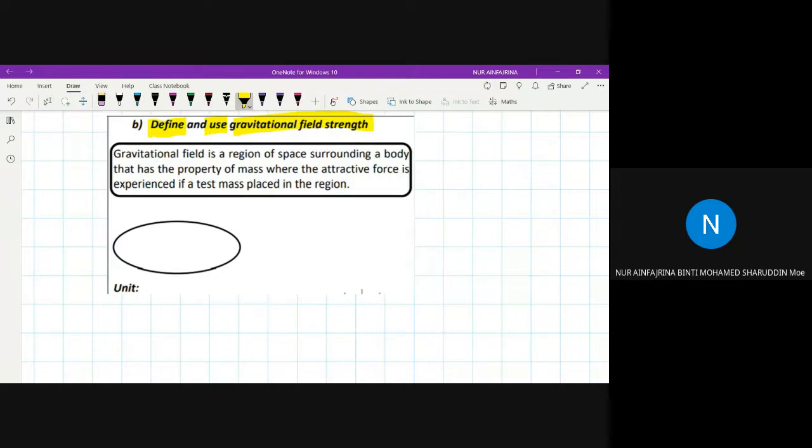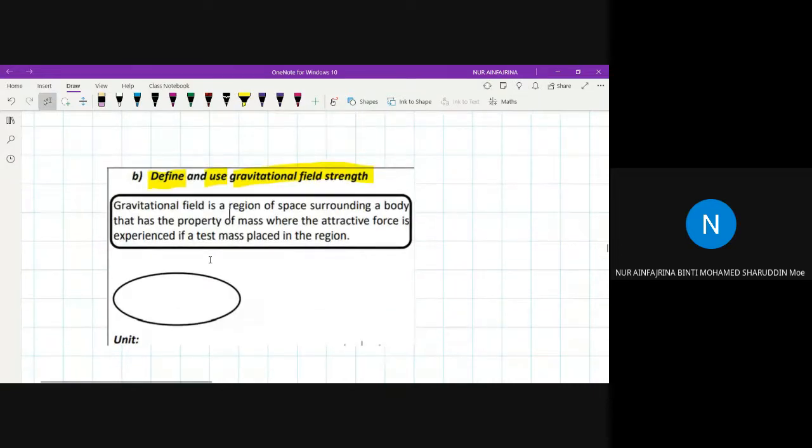Alright, before kita proceed, gravitational field strength is a vector quantity or scalar quantity? Anyone? Scalar or vector quantity? Scalar. Gravitational field strength. Okay, tak apa. Miss bagi hint. Okay. Yes, it is vector quantity. Okay. Kenapa dia vector quantity?